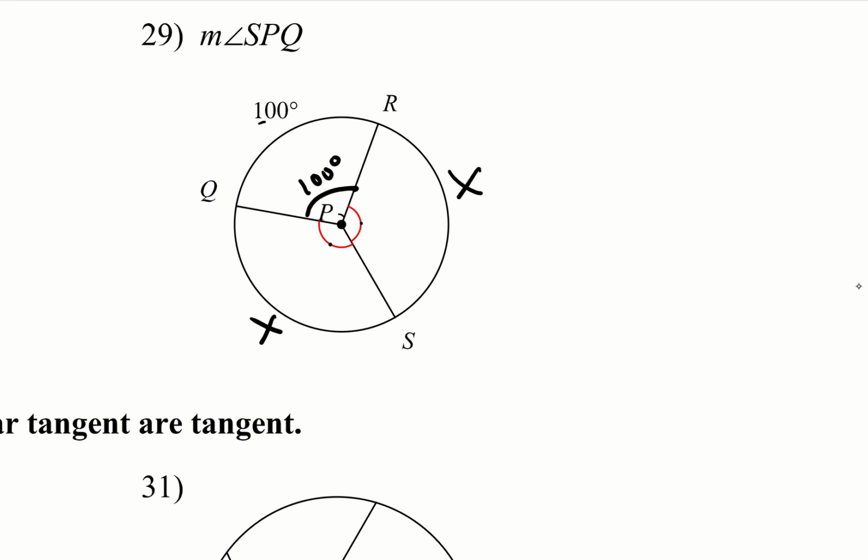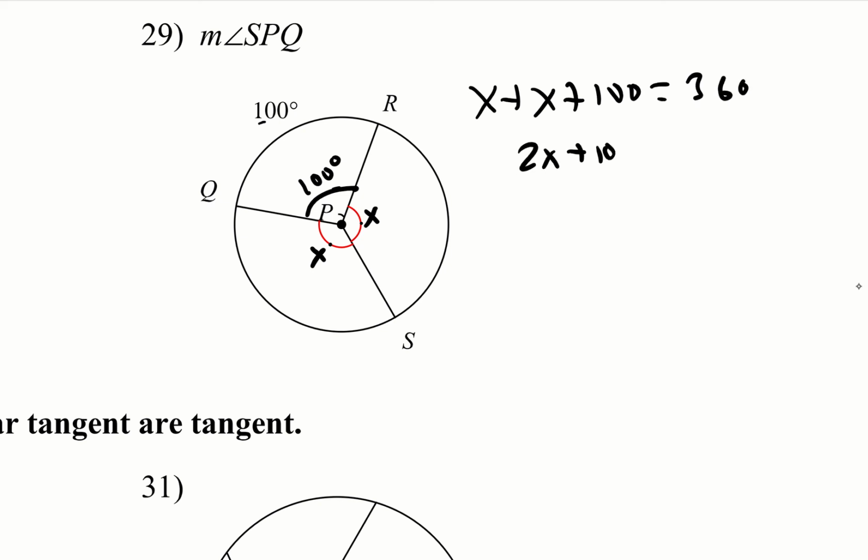Let's call this X, right? Well, let's call these both X here, these angles. So these angles have to add up to 360 because it's a full circle. So we got 2X plus 100 equals 360, which means that 2X is equal to 260, and I'll leave that to you guys to finish that up to get x.